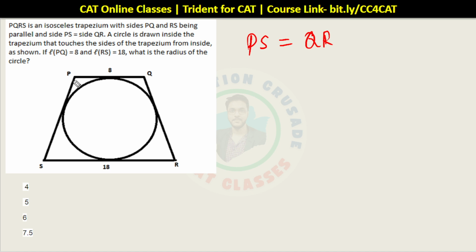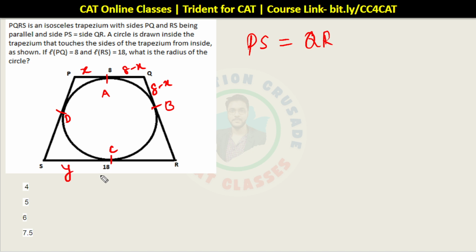Now, if you know the very basic property of tangents and circle, you will have to make use of the idea that, suppose, they haven't given the name to the intersection, so I am calling it PQRS. Let's say A, B, C, D. So I'm calling PA as x and this one as 8 minus x. Similarly, QB will be 8 minus x. External tangents to the circle will be equal.